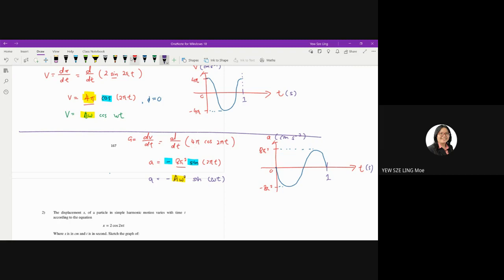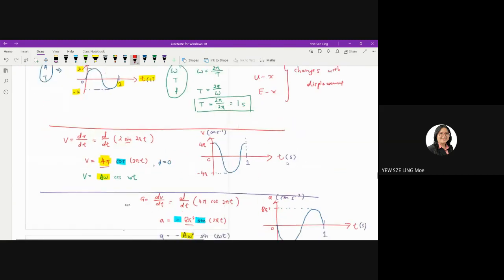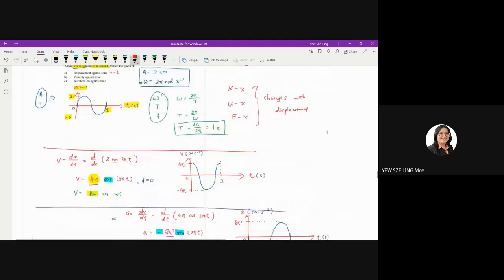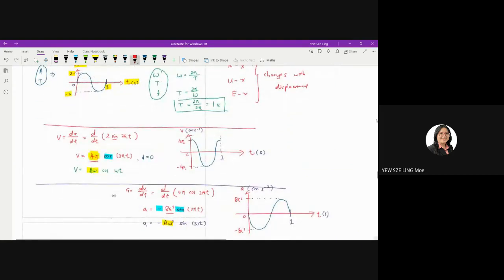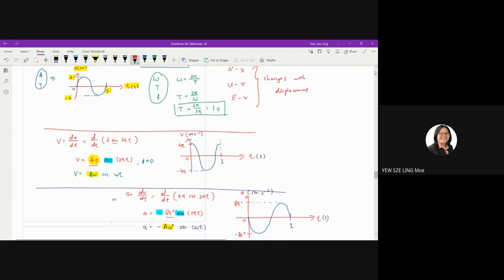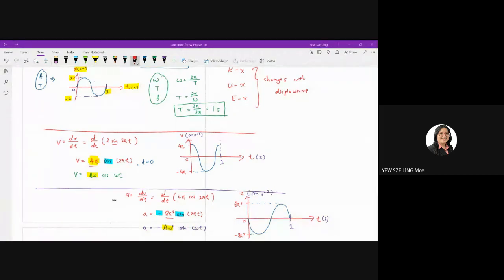Sometimes questions might just ask you to sketch one of it. So you yourself have to know which equations to use, how to differentiate the equation, and what are the things that you need to include in the graph, how you are going to calculate and so on. Alright, so this is the answer. I give you 3 minutes, 3 minutes to write down how you sketch the graph from one given equation until you get the A against T graph.